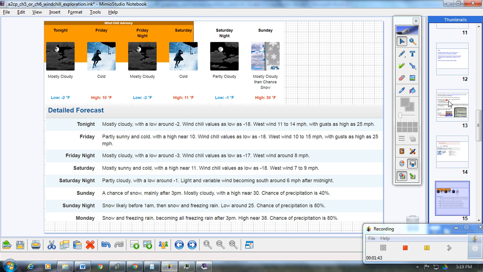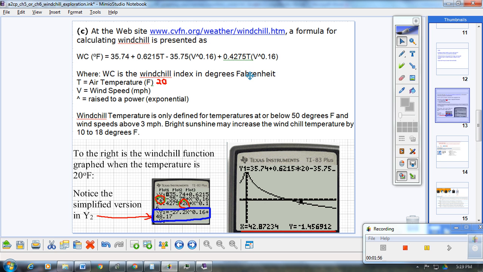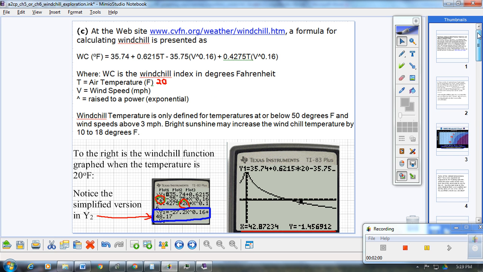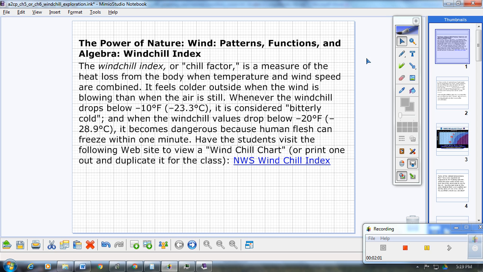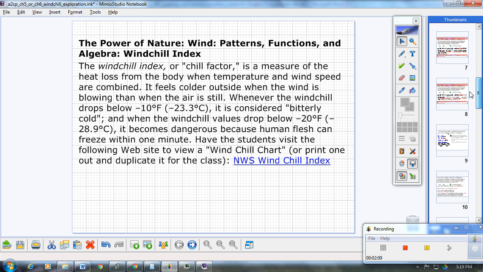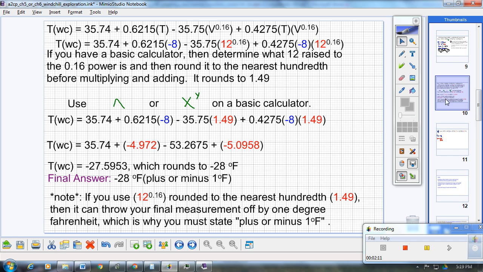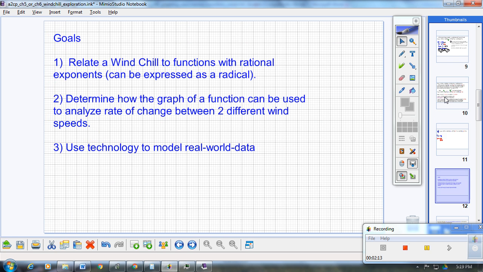I am focusing this particular video on letter C. That was letter C of our Chill Out, Power of Nature, wind, patterns, functions, and algebra. Wind chill index. Say that 3 times real fast. So that's where we're at.